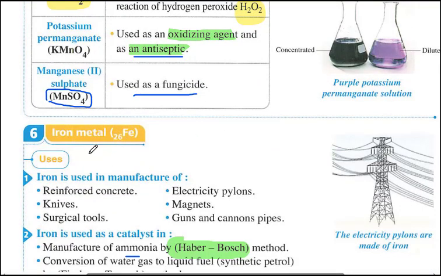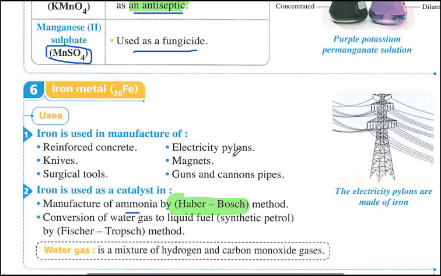So iron metal is used in magnets, electricity pylons like this, reinforced concrete, knives, surgical tools, guns and cannons, pipes. Okay, it is used as a catalyst in the manufacture of ammonia by Haber-Bosch, which prepares ammonia from its elements hydrogen and nitrogen, using iron as a catalyst, at a temperature of 500 degrees Celsius and under 200 atmospheric pressure.